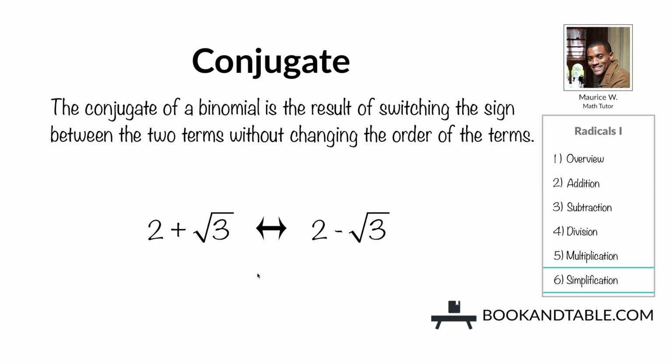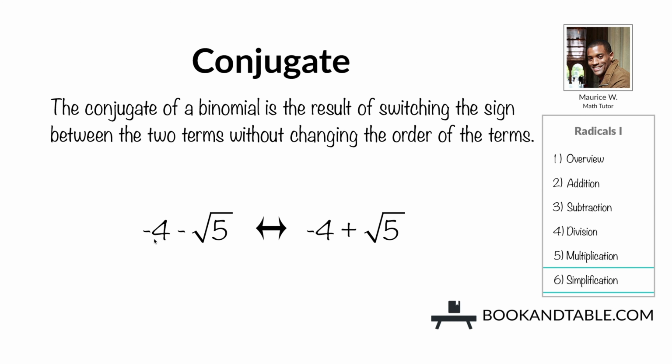The conjugate of a binomial is the result of switching the sign between the two terms without changing the order of the terms. So in this example, we have 2 and radical 3, and between them we have addition, or plus. We switch this to subtraction instead, and this now, 2 minus the square root of 3, is the conjugate of this term. You do not change the integer or the radical, you just change the sign between them.